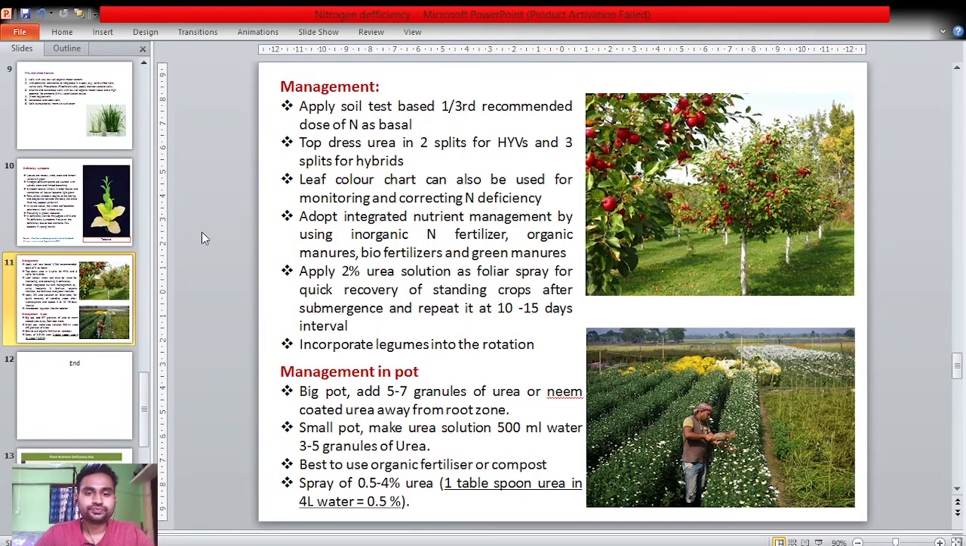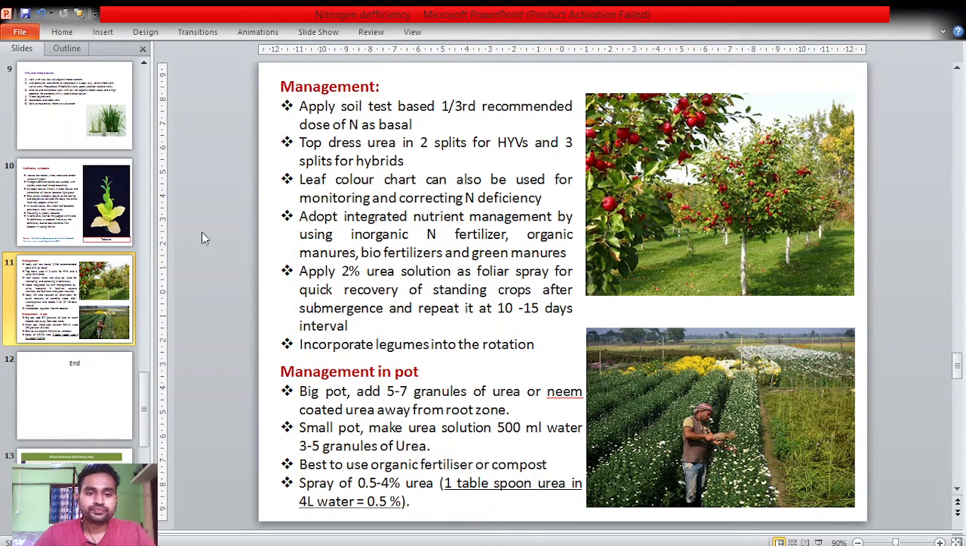And you can use the leaf color chart. There is a leaf color chart which is available. Based on these images, that means the greenness, in that chart we have different modules, and these modules contain different colors, like from dark green to light green to yellow. We just take the leaf and match it according to the color given in the chart, and from there you can see the level of deficiency. This is very much used by the farmers.